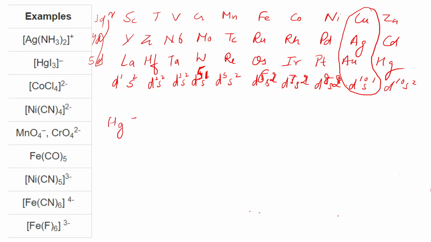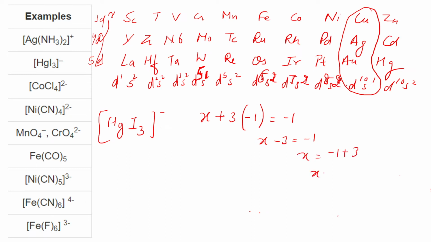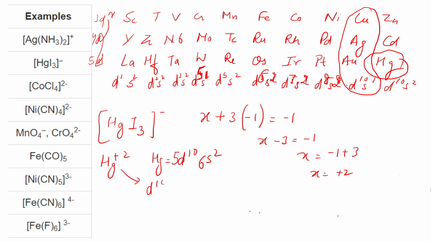Our complex is mercury triiodide minus. The oxidation state of mercury is x plus 3 times iodide, which has a minus 1 charge, so x minus 3 equals minus 1, x equals minus 1 plus 3, x equals plus 2. Mercury is in the plus 2 oxidation state. The electronic configuration of mercury is 5d10 6s2, so mercury 2 positive will have a configuration of d10 only.